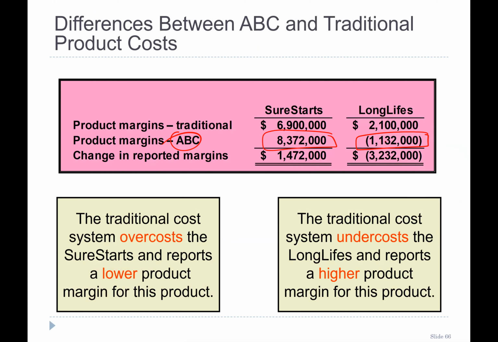So if you find out the change, which is traditional costing product margin minus ABC product margin, or if you just compare the traditional costing and ABC costing margins, you'll find out that traditional costing reports lower product margin for short start. Why? Because it overstated the costs.